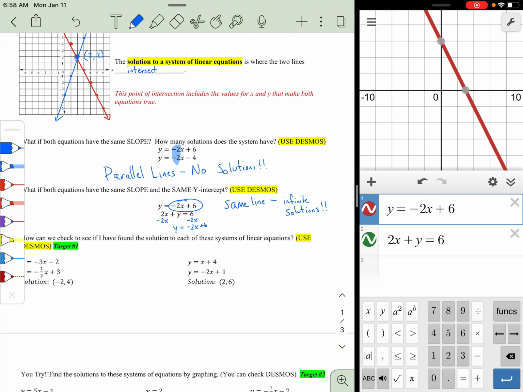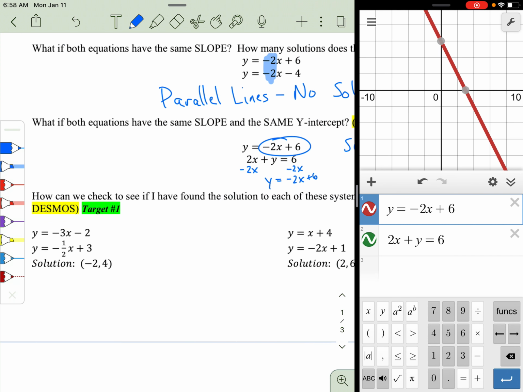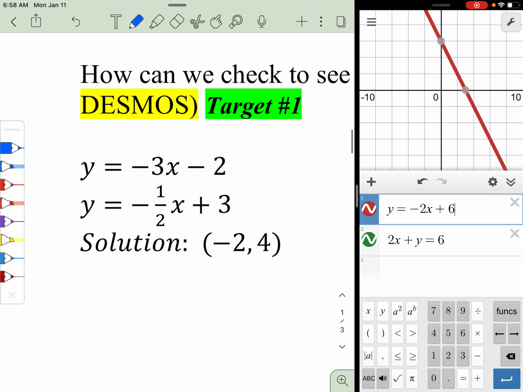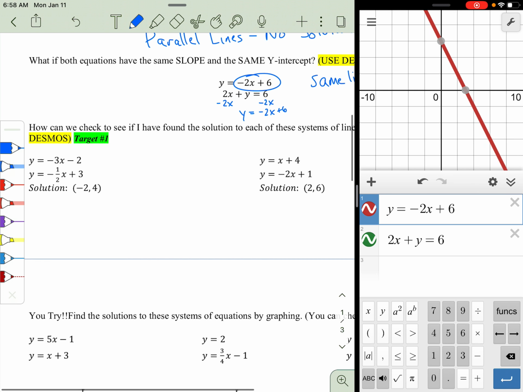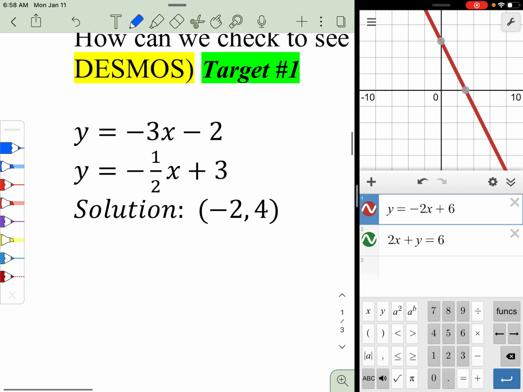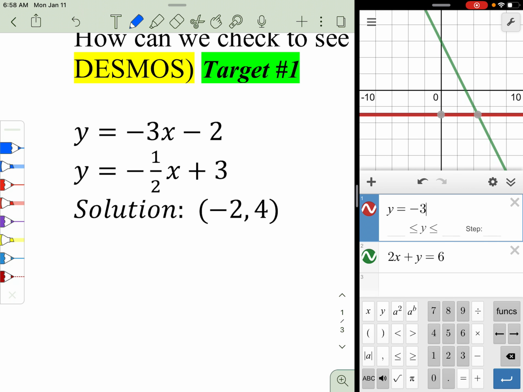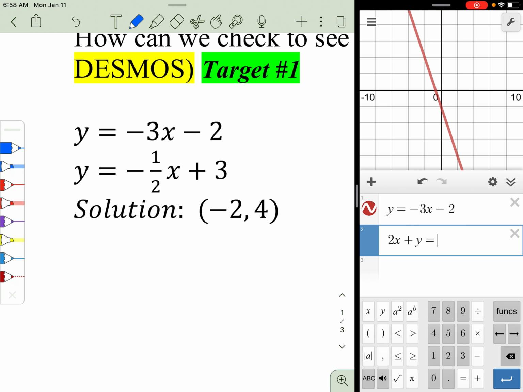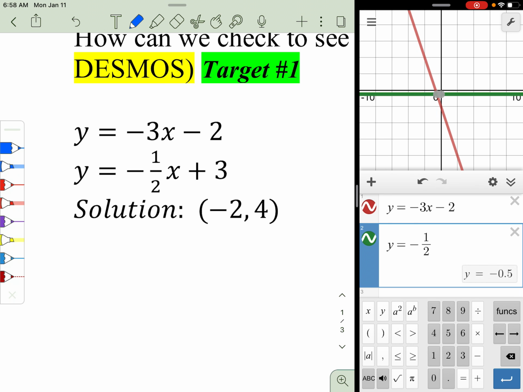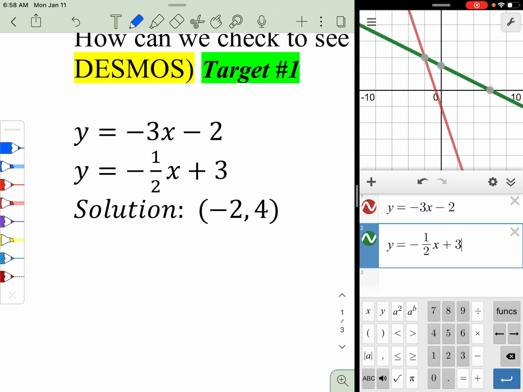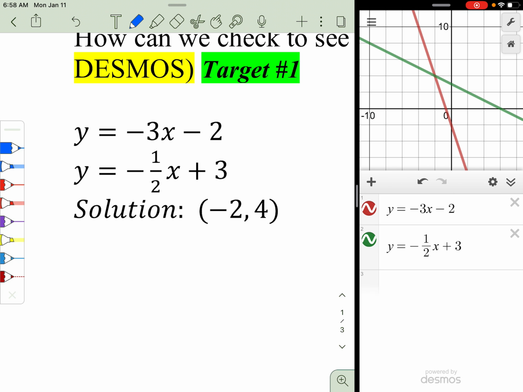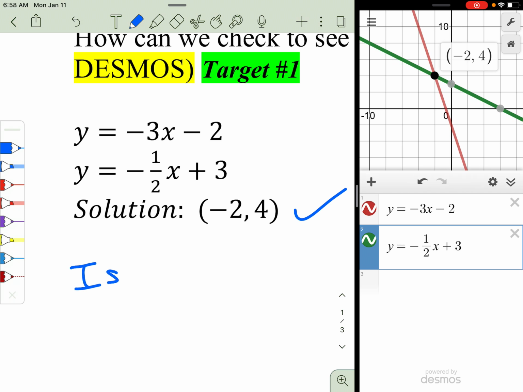Okay, so how can we check to see if I have found a solution to each of the systems of linear equations? All right, so if I have 2 graphs, and we wanted to solve them by graphing, we would just plug them into Desmos, 3x minus 2, and y equals negative 1/2 x plus 3. Okay, we can see on the graph on the right that our solution is negative 2, 4, so this checks out. So this is the solution.